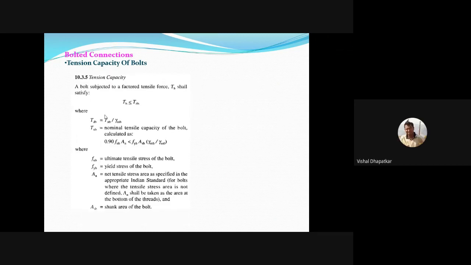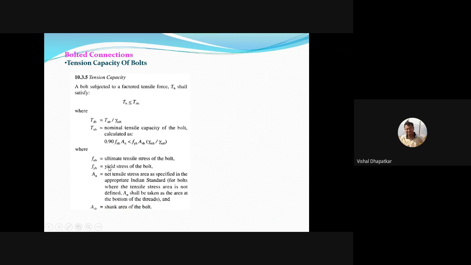So tension capacity of the bolt is its nominal tensile capacity calculated by 0.9 into fub into An. So 0.9 fub is the ultimate tensile strength of the bolt into net area. So net area is the net tensile stress area as specified in the appropriate Indian code. For bolts where the tensile stress area is not defined, An shall be taken as the area at the bottom of the threads. So why at the bottom of the threads?